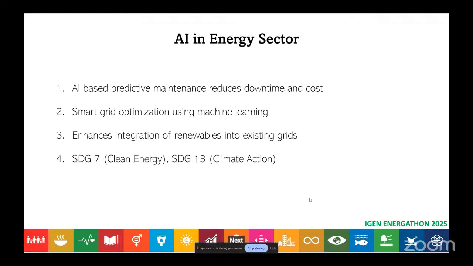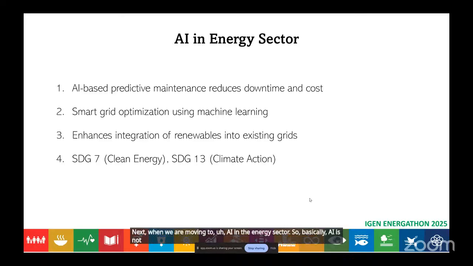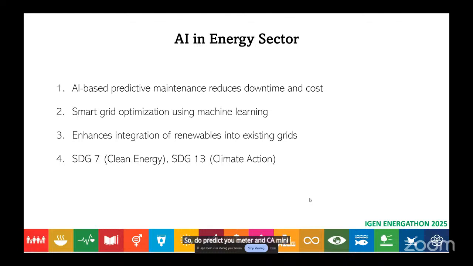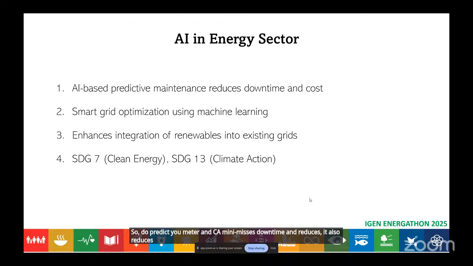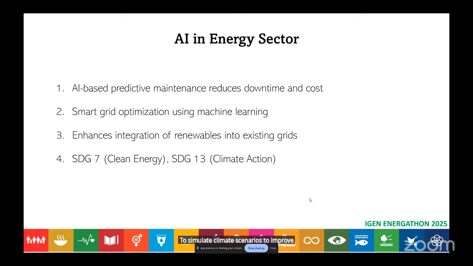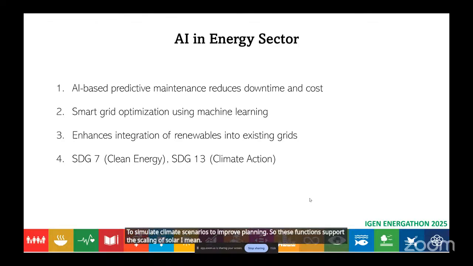Next, when we are moving to AI in the energy sector, AI is not just making energy systems smarter; it is also making them more human aware. Through predictive maintenance, AI minimizes downtime, reduces repair costs, and enhances the reliability of infrastructure assets. It helps forecast renewable energy production, manage grid stability, and even simulate climate scenarios to improve planning. So these functions support the scaling of solar, wind, and hydro projects, bridging the gap between intermittent generation and continuous demand.